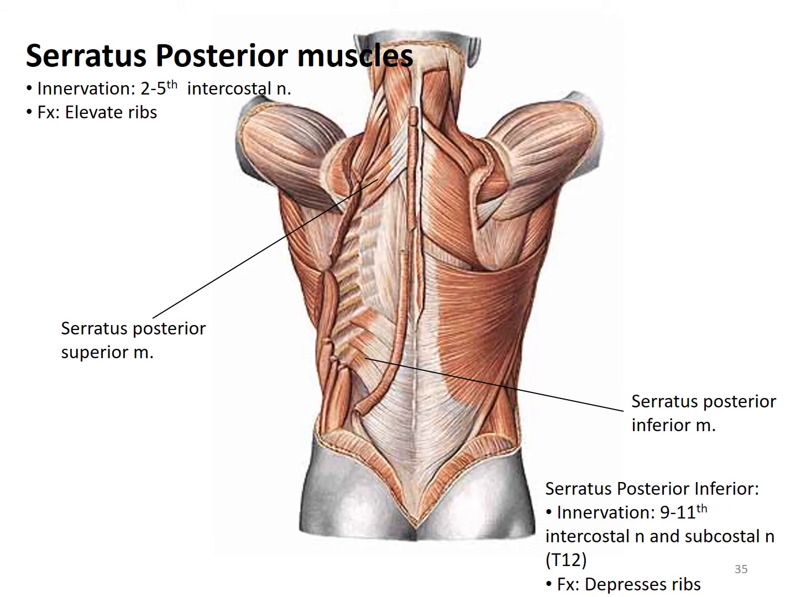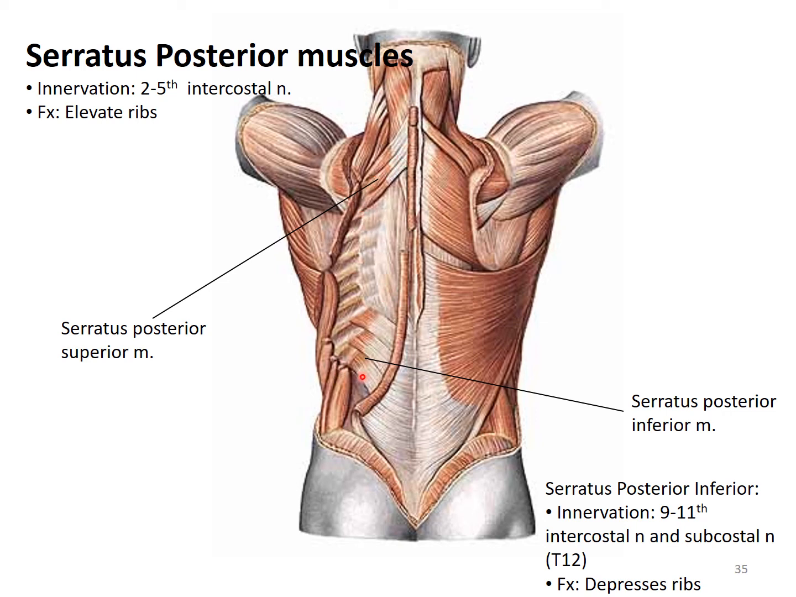Serratus posterior muscles. Innervation: second to fifth intercostal nerve. Its function is to elevate the ribs. And I said earlier that it is a respiratory muscle. Well, this is super thin. Seriously, it's maybe a couple millimeters if you're lucky. And yes, if it pulls up like this here, it'll elevate the ribs.